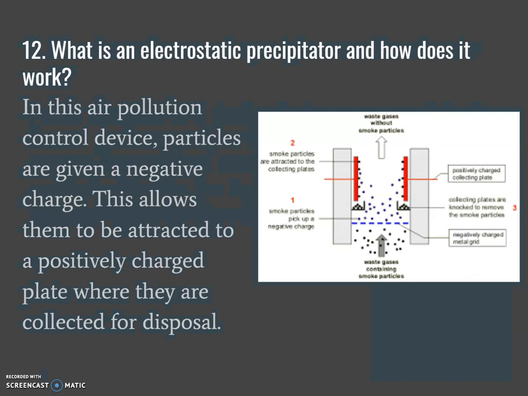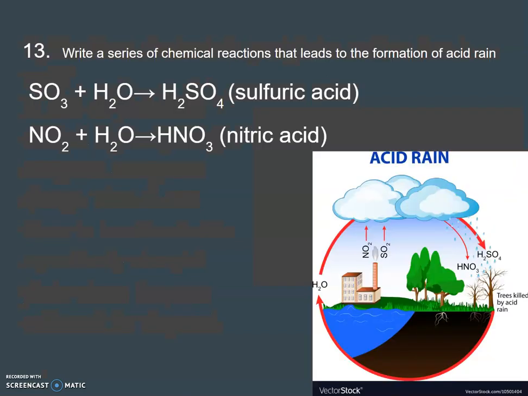What is an electrostatic precipitator and how does that work? That's another air pollution control device. Particles are given a negative charge and then they are attracted to a positively charged plate, and then that plate is collected for disposal. That's a lot of times also in smokestacks. So you'll have this electrostatic precipitator, and you can see very clear images of when that precipitator is on and when it is off.